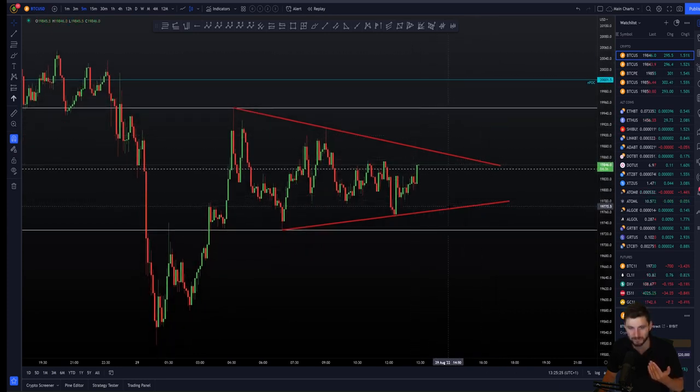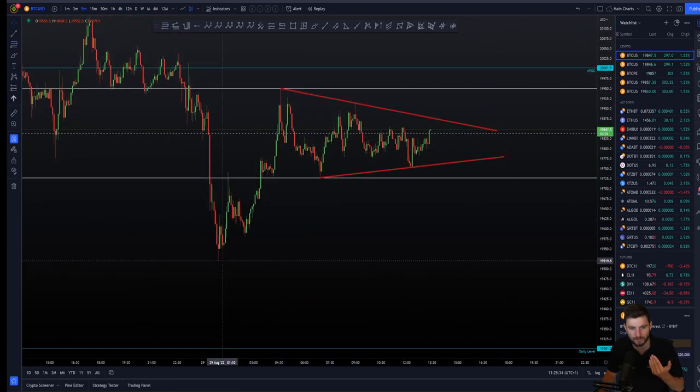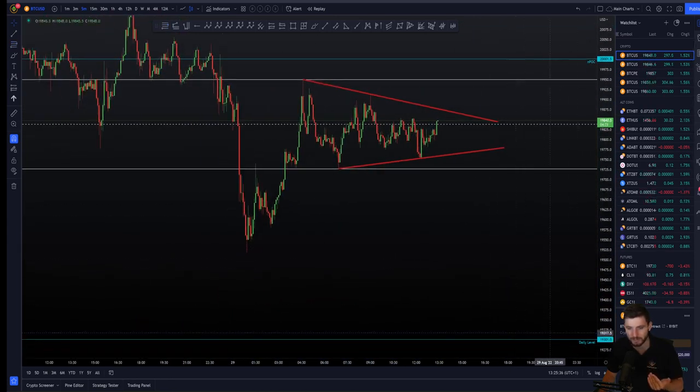Real simply, if we break down to the low of this triangle, we can look to the low of this range and then to the CC. And if we break that CC, well, we could look down towards the low once more. If we lose that, we look towards the daily.